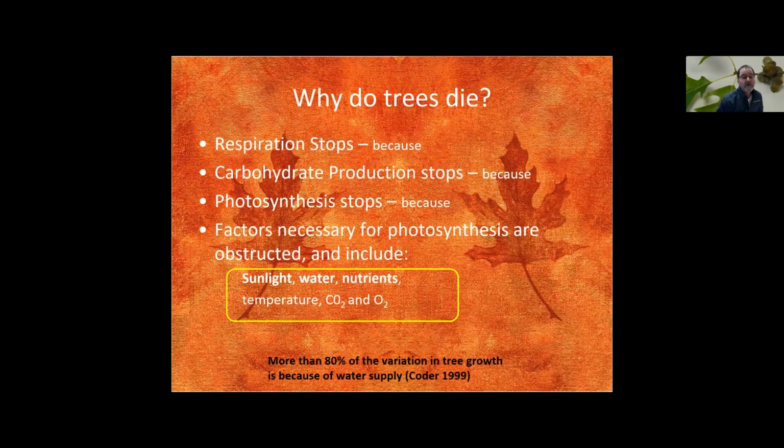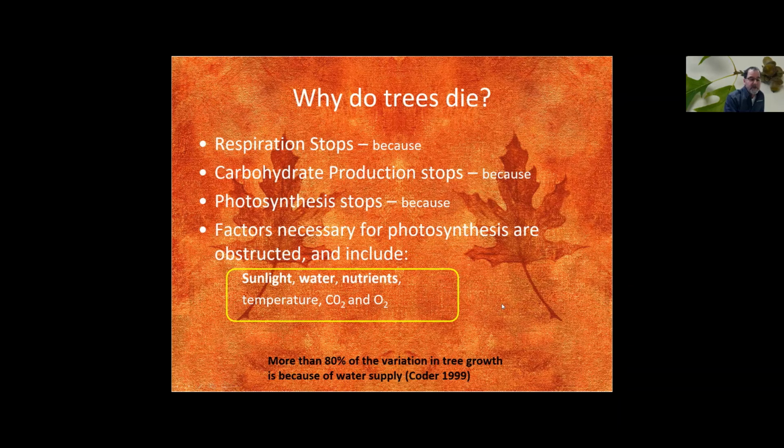So we get back to the original question, and that is, why do trees die? And the simple answer is that trees die because respiration stops. And respiration stops because carbohydrate production stops. And carbohydrate production stops because photosynthesis stops, and that stops because any of these 6 factors that are necessary for photosynthesis are obstructed or just eliminated. And that includes sunlight, water, nutrients. You see many of these in the photosynthesis equation: temperature, carbon dioxide, and water.